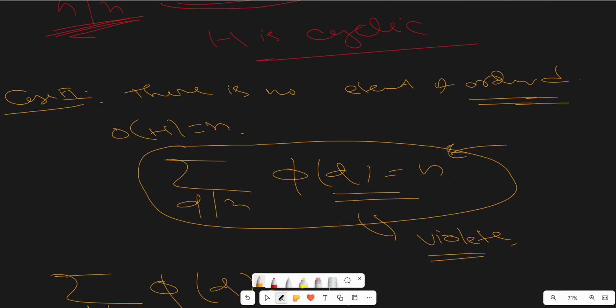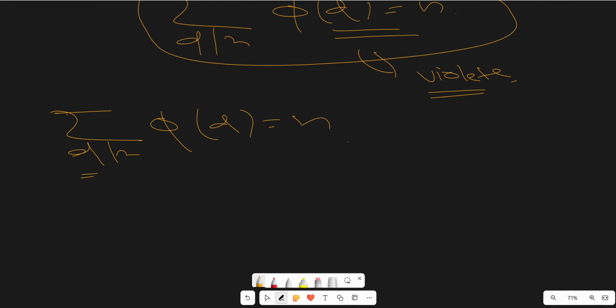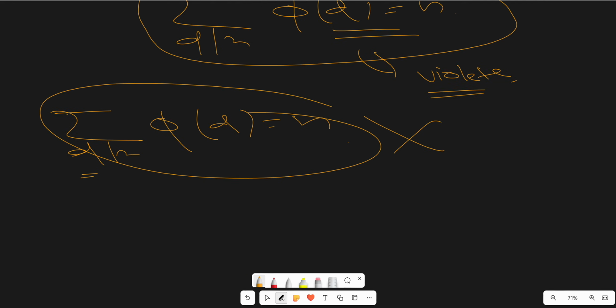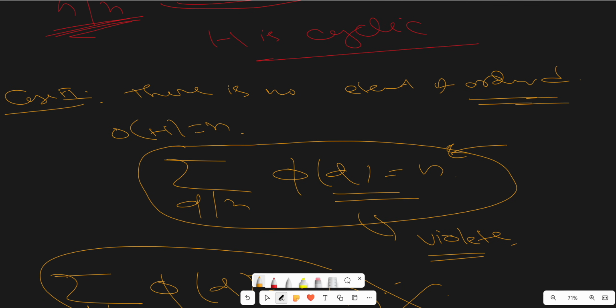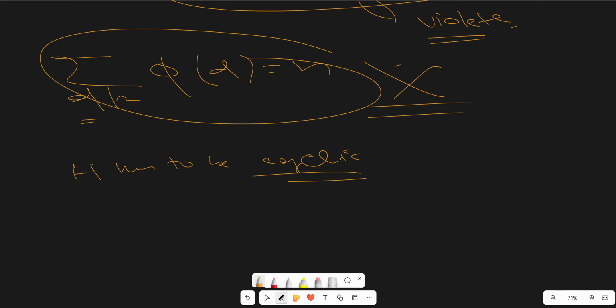There is no such element of order d here. d divides n, but there is no such element of order d. So this will violate the fact, right? So it cannot happen. So H has to be cyclic. For every divisor there has to be an element of that order. Otherwise this will not be satisfied. So H is cyclic. Okay, that's the proof.